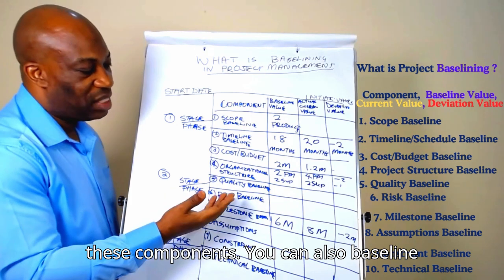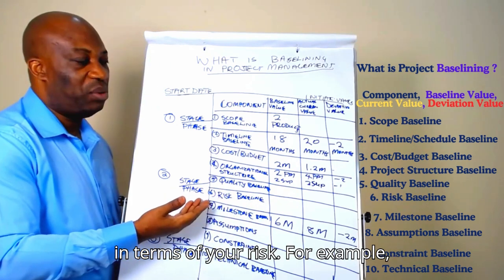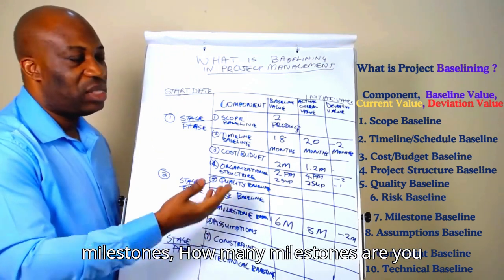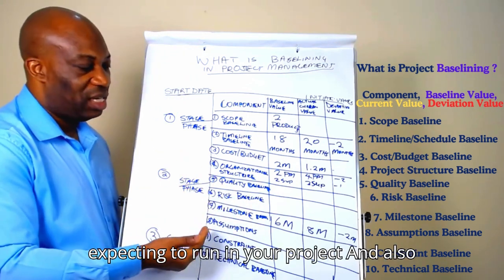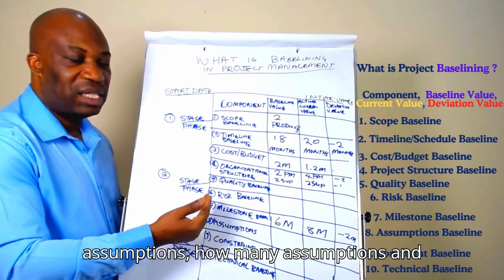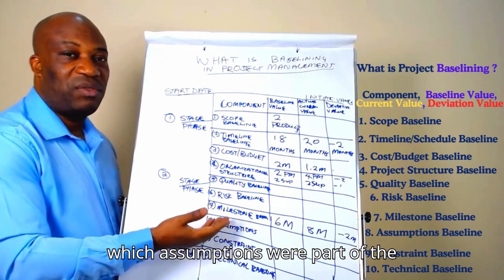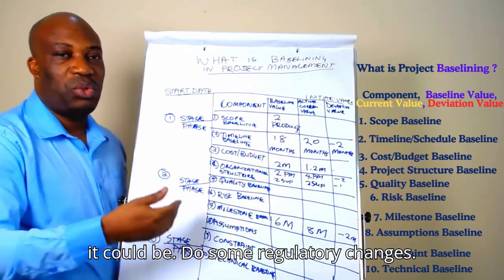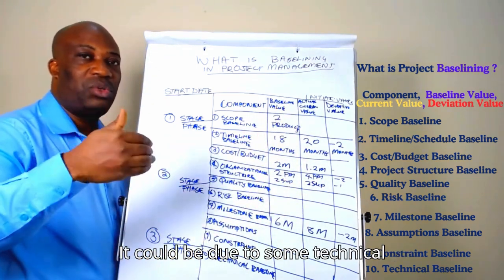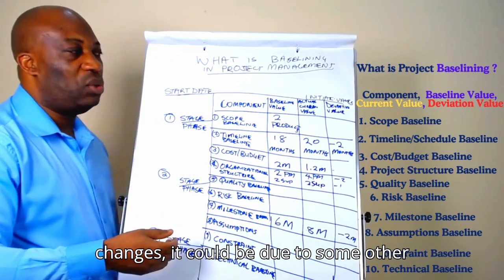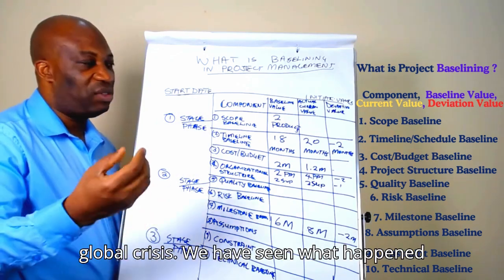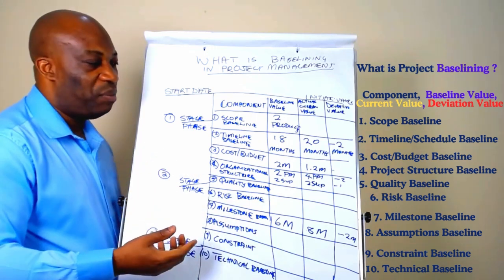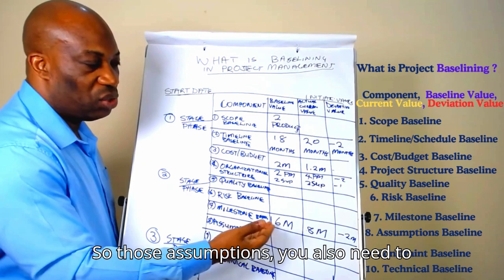You can also baseline in terms of your risk, for example. You can also baseline in terms of your milestones: how many milestones are you expecting to run in your project, and also assumptions. How many assumptions and which assumptions were part of the baselining of the project, and as of today, it could be due to some regulatory changes, it could be due to some technical changes, it could be due to some other global crisis. We have seen what happened to many projects during the COVID-19 era. So those assumptions, you also need to put them there.